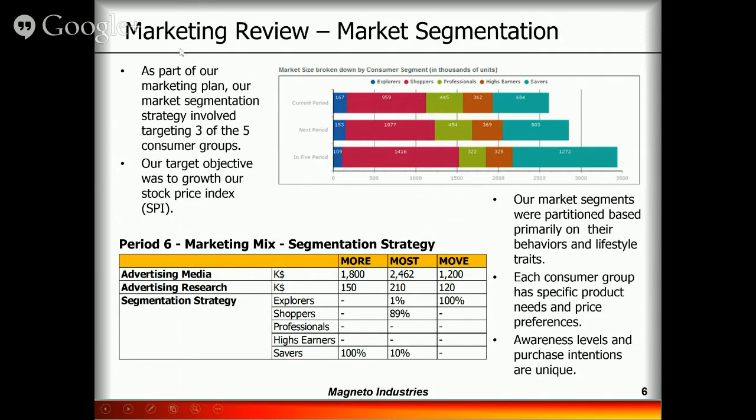The second segment, of course, was the shoppers. And for the very same reason, it was showing to grow more significantly and had a larger customer base than perhaps professionals or high earners. So I decided to target those 2 segments. And lastly, I noticed by looking at the multi-dimensional scaling and the results of what the other firms were doing, by second and third period, that no one was going after the explorers. So at that point, I thought it made sense to target them since the other groups weren't.